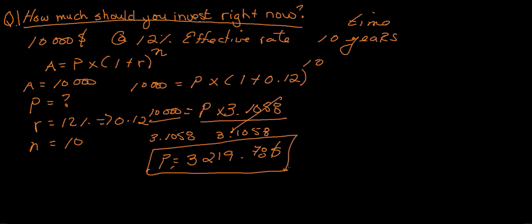In this example, what we see is that in order to get $10,000 in 10 years at an effective rate of 12% per year, we are going to have to invest $3,219.78 to get $10,000 in 10 years.